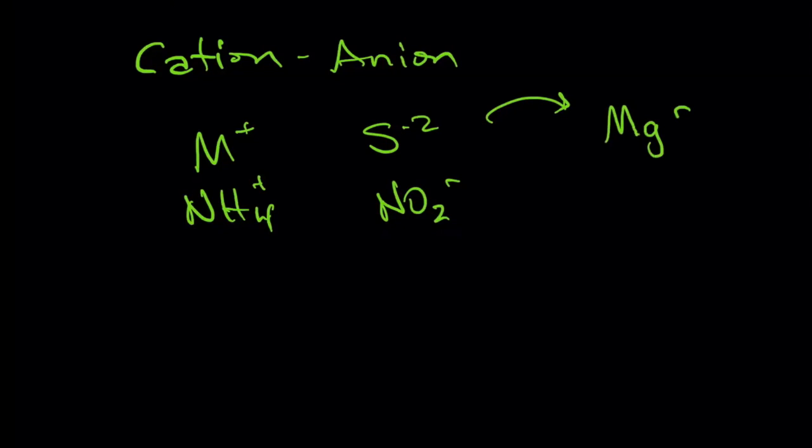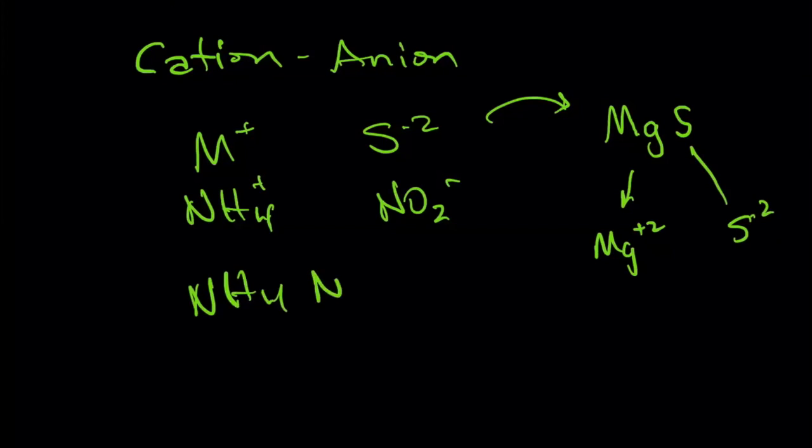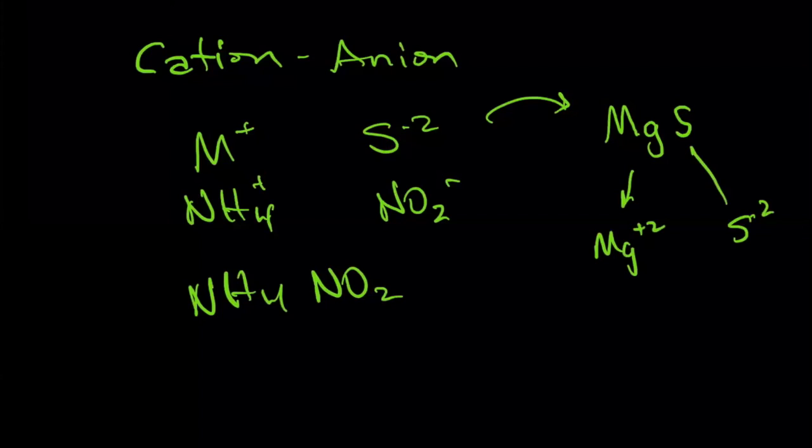Now, remember that the salts could be something like MgS. That would be a salt. That's the formula for magnesium sulfide, because magnesium's +2, sulfur's -2. So that's an ionic salt. You can put that in water, and if it dissolves, then it's going to give you the magnesium ion and the sulfide ion. Something like this, you have ammonium, let's say nitrite. You should know how to write the formula of these salts based on the charge of these ions. So ammonium nitrite would be a salt.